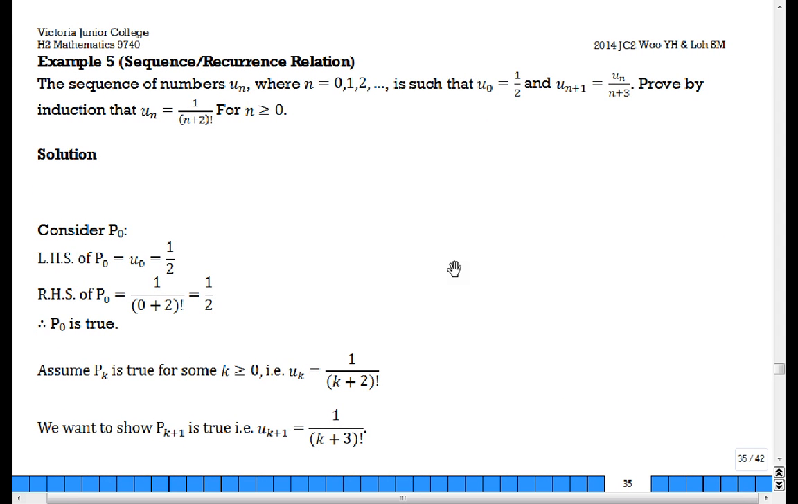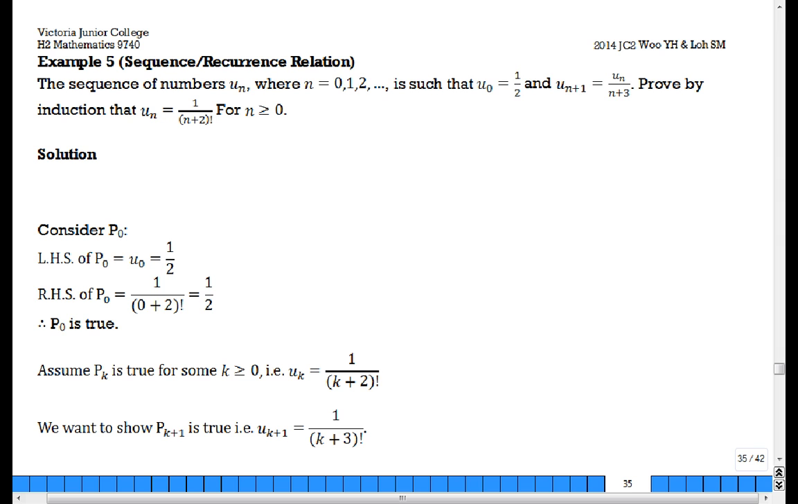Okay, this is the one that I believe some of you will have a little bit of problem. So can I seek your fullest attention here? This is combining the idea of recurrence with induction. I know recurrence is not your favorite topic, okay? But let's focus here. The sequence of numbers un is such that it's like that.